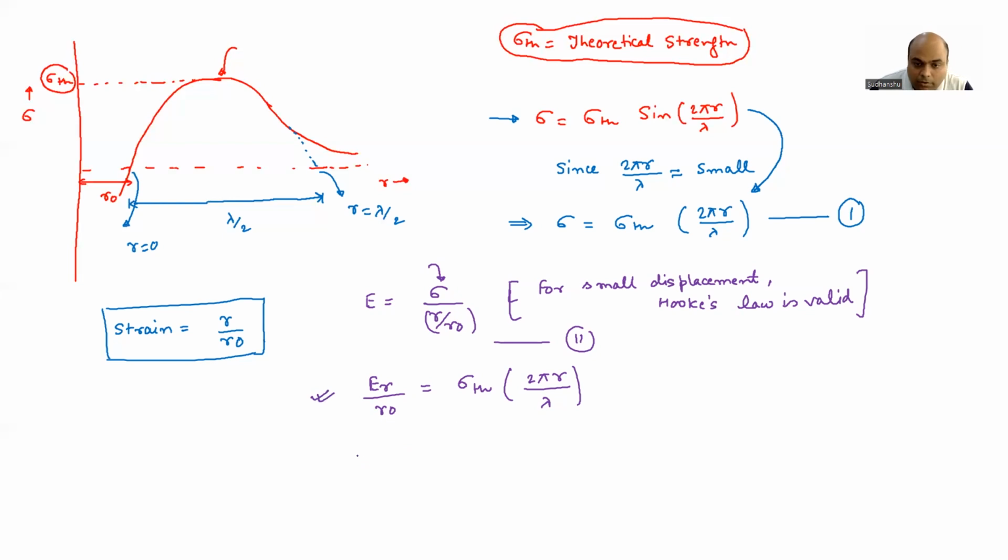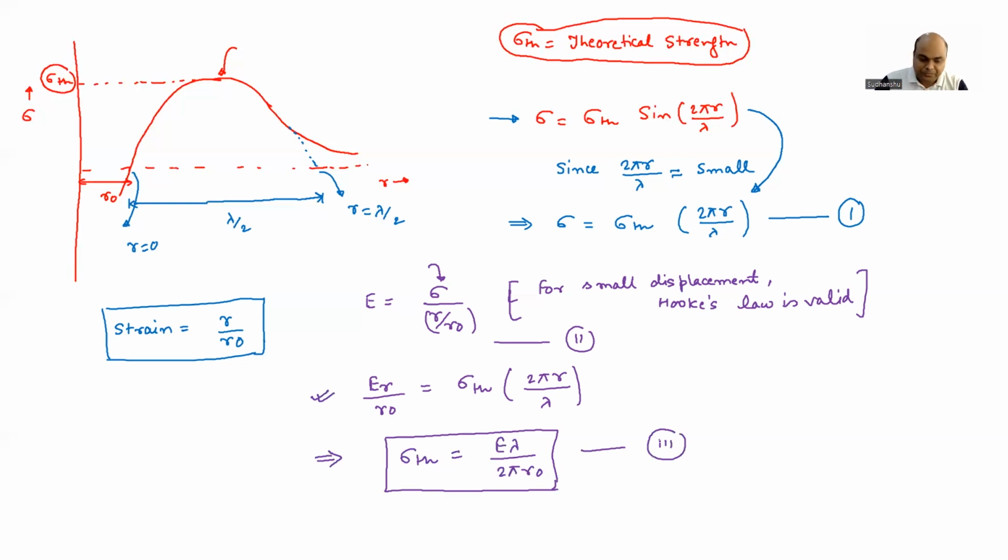Or we can write this whole equation as σ_th. The r will get cancelled out, right? So we can write Eλ/2πr₀. So we have calculated the theoretical strength of a given material, which will depend upon the modulus, λ, and r₀. These are the three dependent variables. Let me mark this as equation number 3.